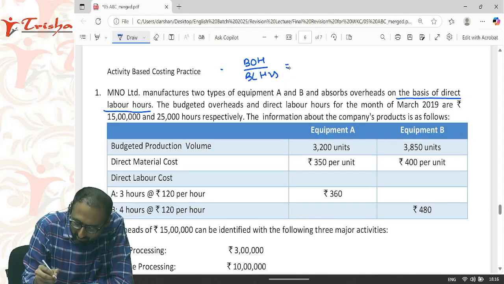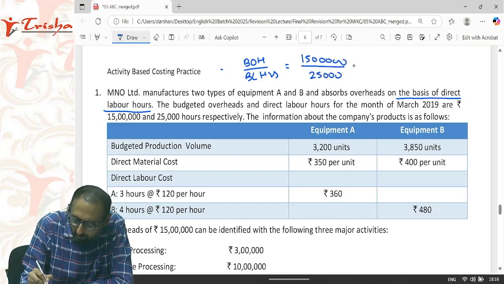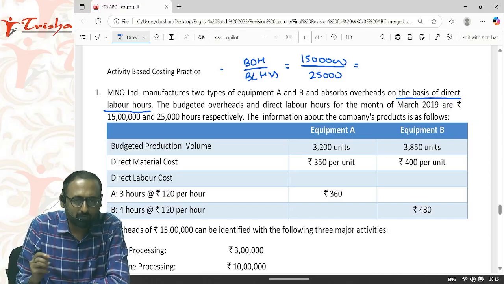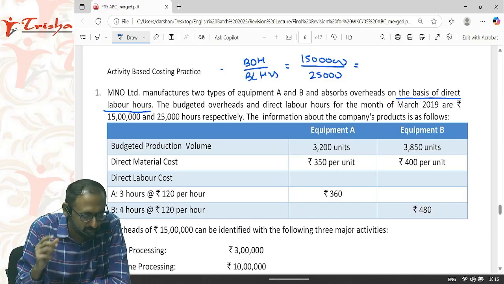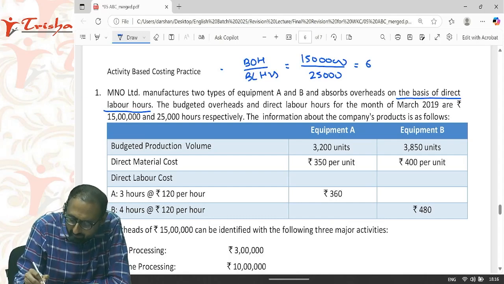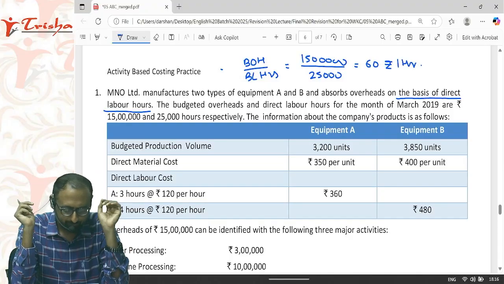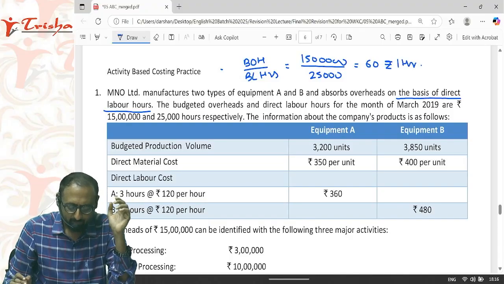Yes sir, online students and face to face batch students, please tell me: budgeted overheads are 15 lakhs divided by budgeted labor hours of 25,000. Please check how much the overhead absorption rate per labor hour will be. Yes sir, how much is it? 60. 60 rupees per hour is your overhead absorption rate. Next one. Read the next part, guys.